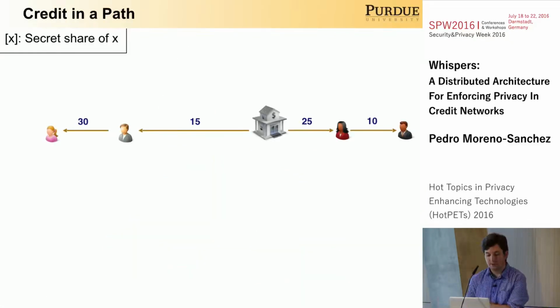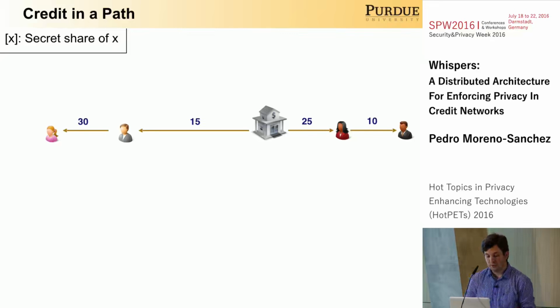The next challenge that we need to solve is how we calculate the credit on such a path. The credit on a path is calculated as the minimum credit value available along the path. For example, in this path here in the figure, the credit on this path will be 10. One way to calculate the credit on such a path is that every user sends this credit value to the landmark, and then the landmark calculates the minimum on his own. But as you can imagine, this obviously breaks any privacy definition.